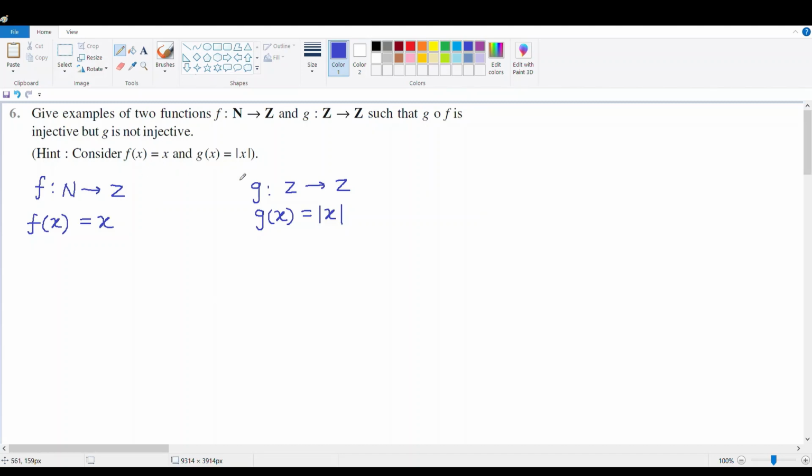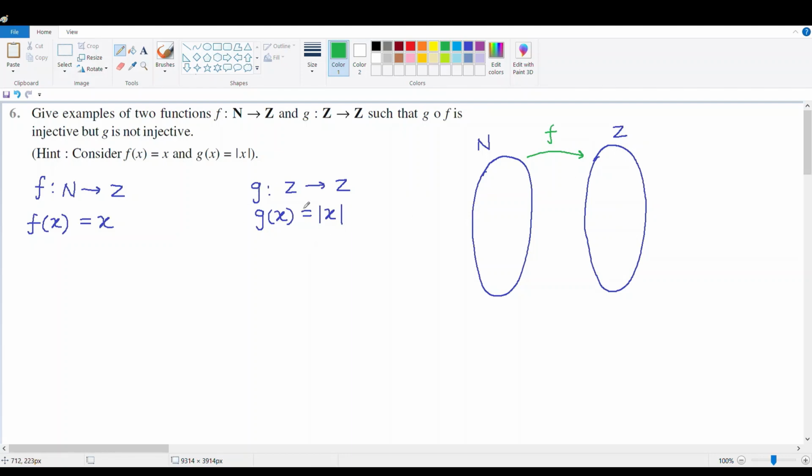There are other possible functions as well that we can pick, like f of x equals x plus 1, or g of x equals x square, but for now we are picking these because these two are easier ones. Now if I draw that diagram from domain to codomain, for function f, domain is N, codomain is Z. So this is our function f. Now function g is from Z to Z. So I'm going to make another Z here and show that this function is our g function.